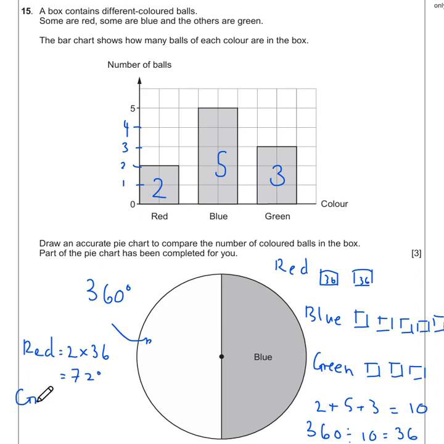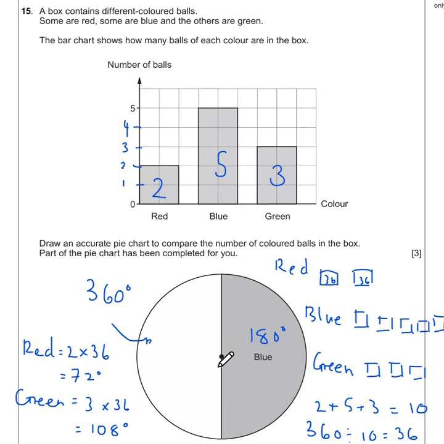For green, I'm going to have 3 parts, so 3 times 36, that's going to give 108 degrees. Let's just do a little check. We've obviously got the angle here for blue, isn't it? It's half the pie chart, so 180. If I do 5 times 36, it does give me 180, so I know that I'm on the right track here.